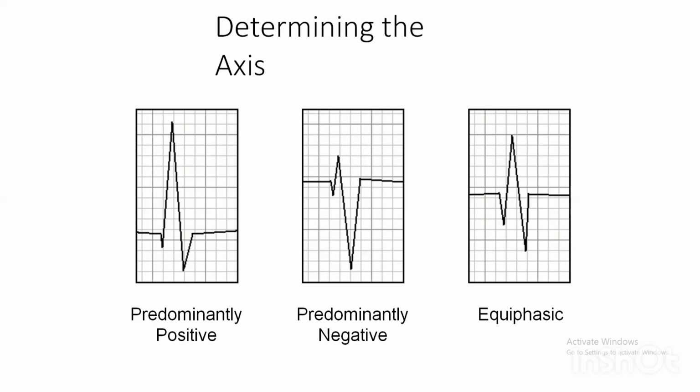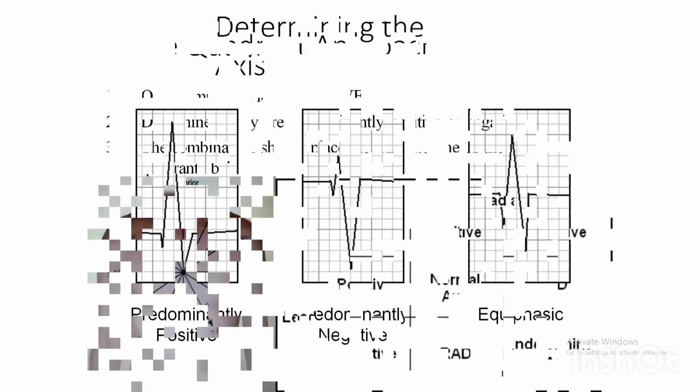Here you can see the R waves are predominantly positive, towards the y-axis. In the second picture, the S waves are predominantly negative. And in the equiphasic one, both waves are equiphasic: the positive and negative deflection sizes are almost the same.